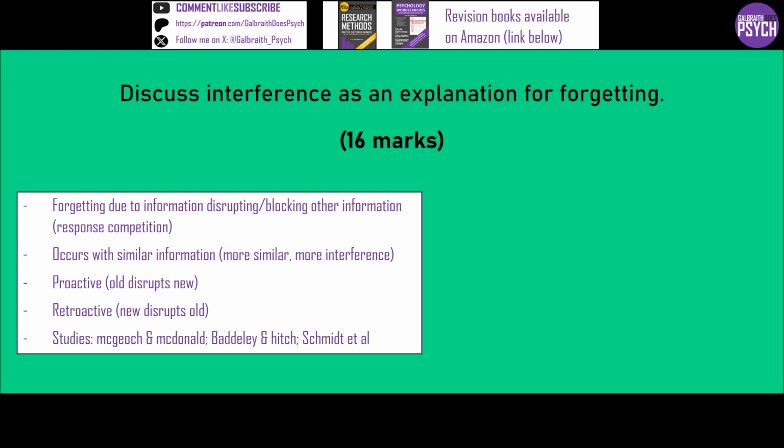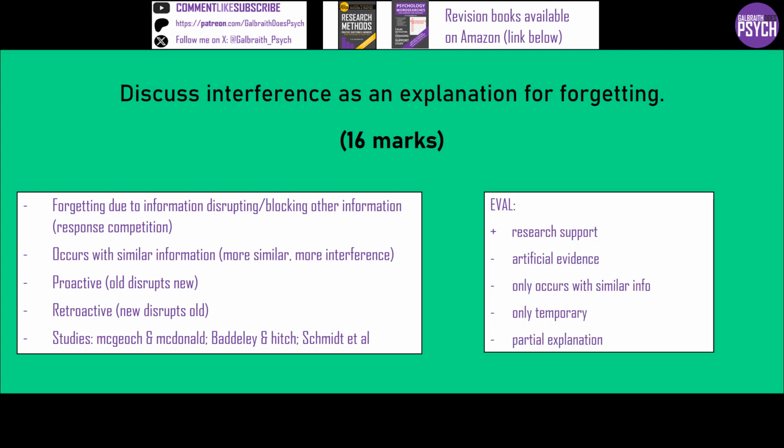Potentially what I would do though is use those studies as your evaluation, or part of your evaluation anyway, because you could do a discussion paragraph about how there's research support. However, countering that with the issue of artificial evidence, a bit like I talked about in the previous question review. Maybe I could then have another discussion point about how it is maybe only a partial explanation for forgetting because it only occurs with similar information, or it's only a temporary effect. I could even, if I wanted to, and some of you might have thought about this, have a discussion paragraph maybe comparing it with something like retrieval failure. Really just trying to show that interference isn't the only way of explaining forgetting.